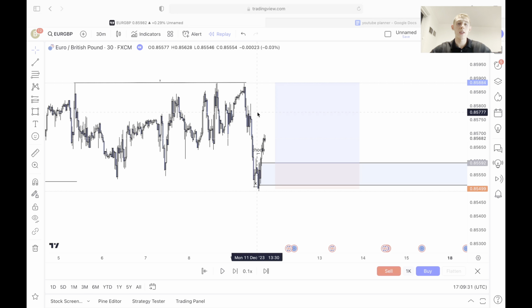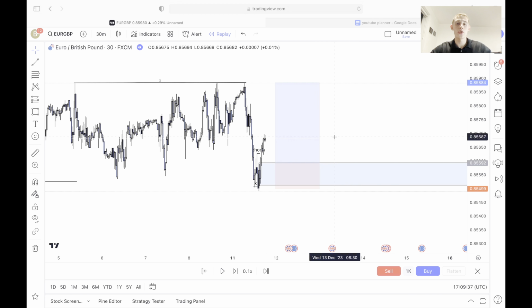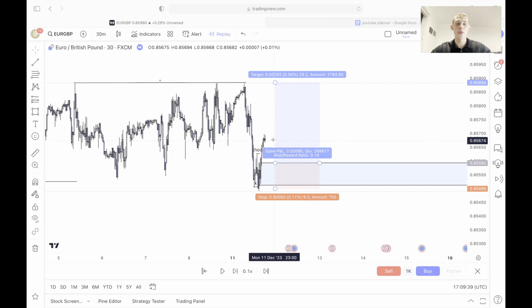And this is the key element of this video: how do we go about calculating the correct lot size on this trade, in order to make sure that if this trade hits stop loss and goes against us, we only lose a maximum amount of 1% of our account balance?